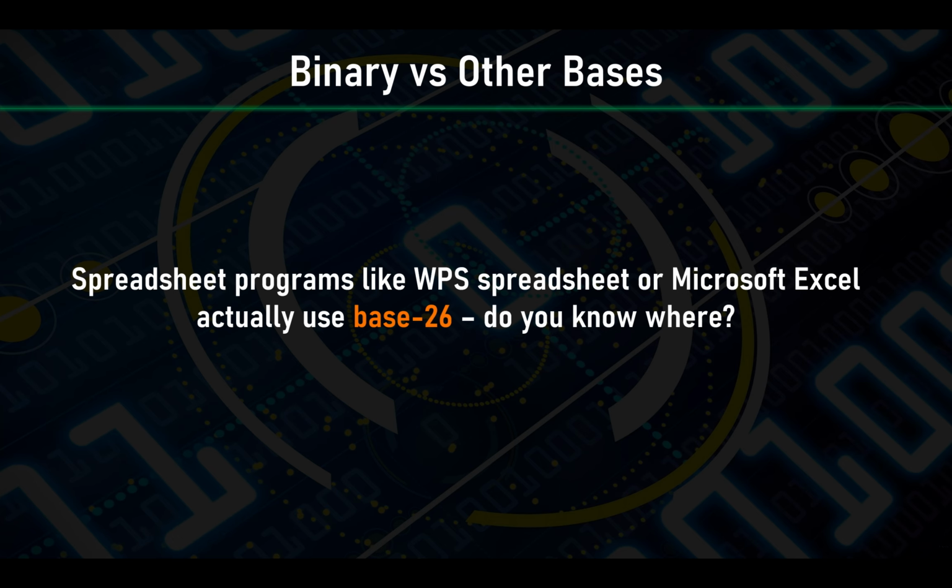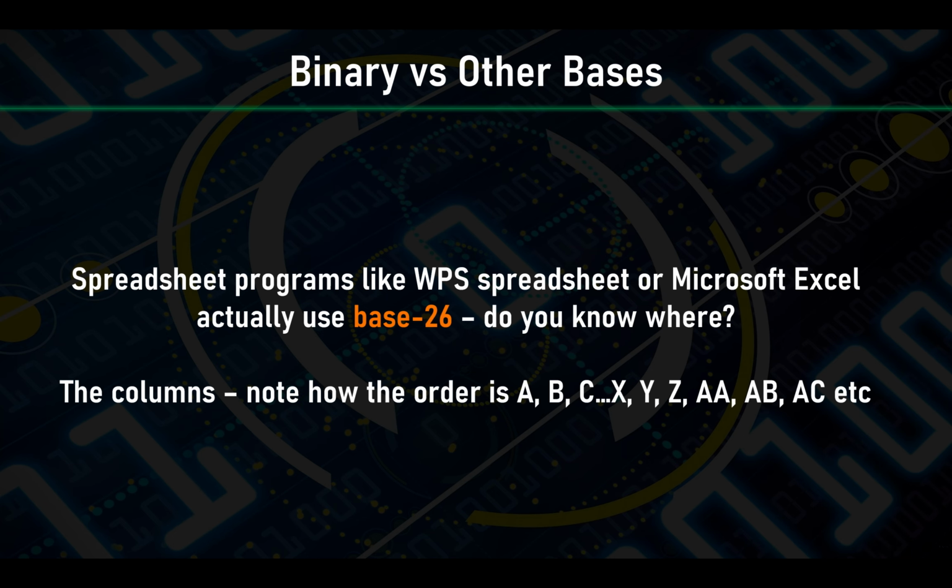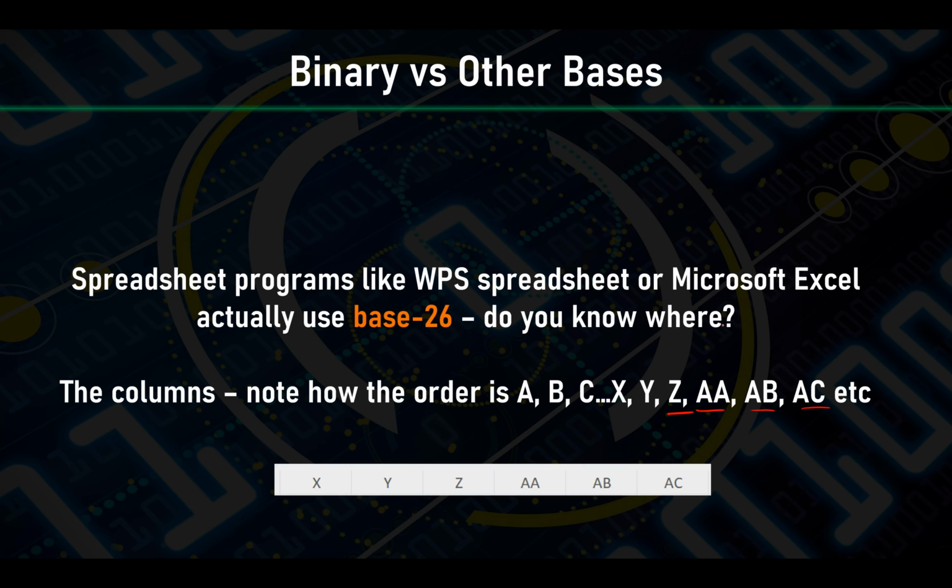Also, spreadsheet programs like, let's say, WPS, Microsoft Excel, I think OpenOffice, actually use base 26. Have a think and see if you can figure out where they're using this. If we look, it's going to be the columns. The columns go A, B, C, then when it gets to Z, it's not going to go to, for example, 1A or something like that. It's just going to go to AA, AB, AC, etc. And when it gets to AZ, then it's going to go to BA, BB, etc.